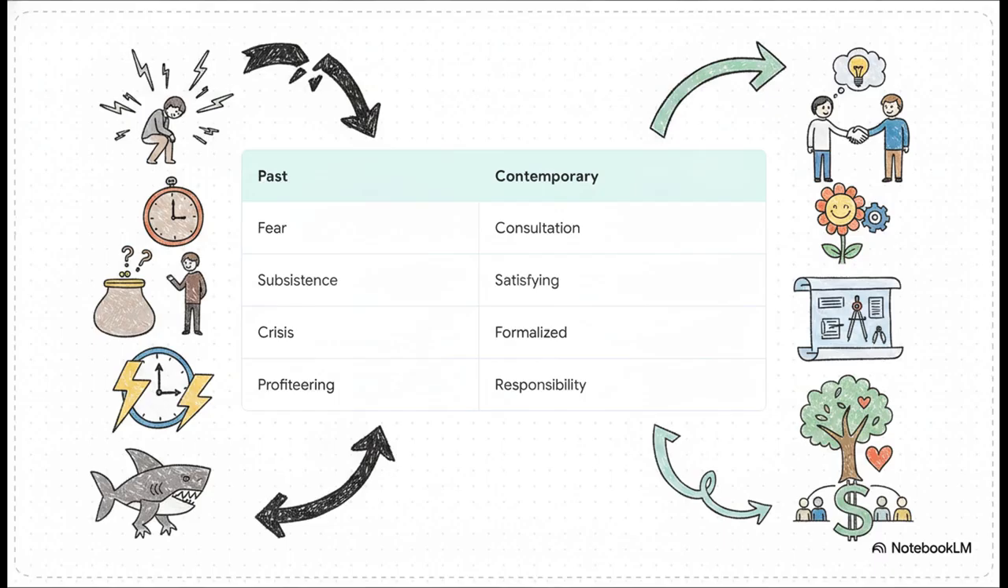Planning used to be this frantic reaction to a crisis. Now, it's a formalized, strategic process. And perhaps the biggest shift. The goal has evolved from pure, ruthless profiteering to generating profit while maintaining deep social responsibility. The crucial takeaway here is that a truly successful modern organization consolidates the structure of the classical era, the empathy of the neoclassical era, and the extreme adaptability of the modern era.